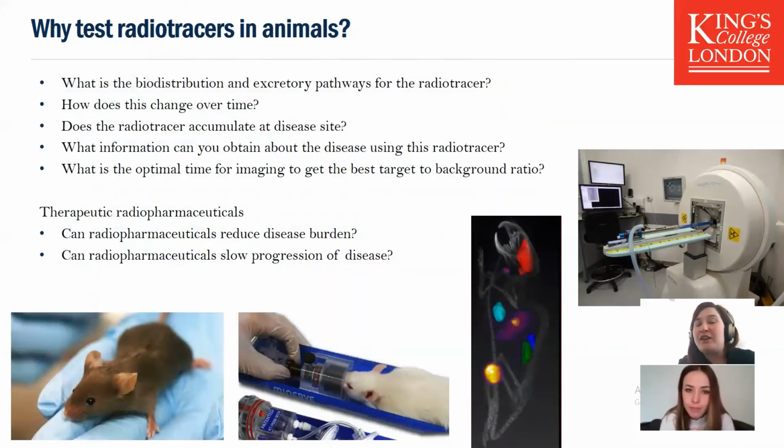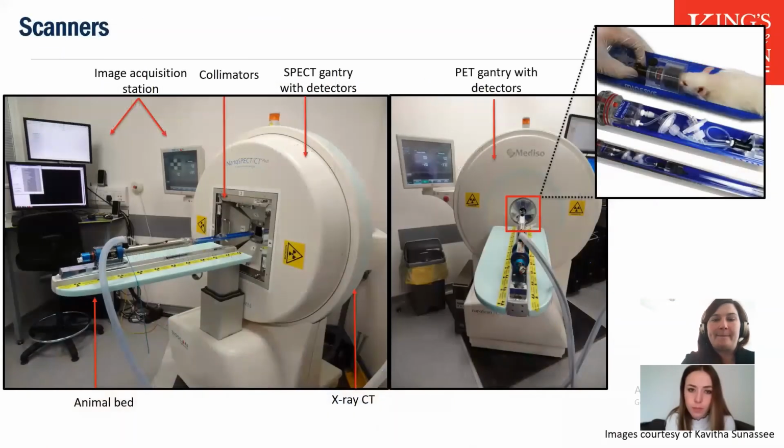Does the radio tracer accumulate at the disease sites? What information can you obtain about the disease by using this radio tracer? What is the optimal time for imaging to get the best target to background ratio? And for therapeutic radiopharmaceuticals, can radiopharmaceuticals reduce disease burden? And can they slow progression of disease? And here you can see examples of small animal scanners suitable for imaging of mice and rats.